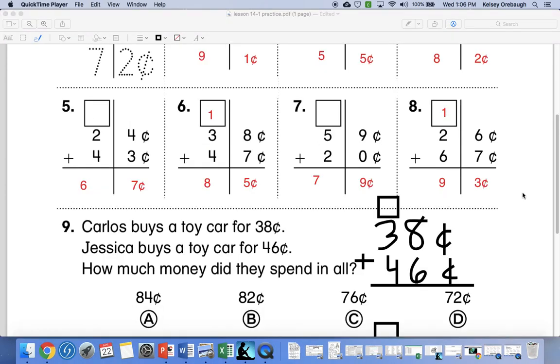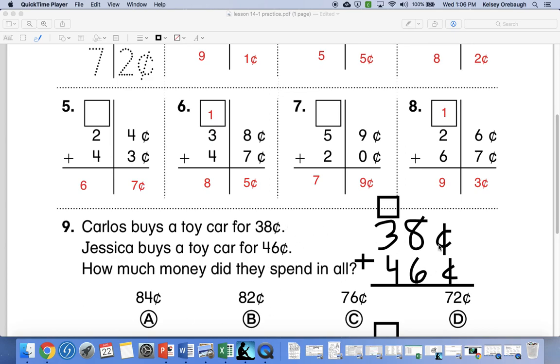All right, let's move on to number 9. Number 9 says, Carlos buys a toy car for 38 cents. Jessica buys a toy car for 46 cents. How much money did they spend in all? So the words in all in our question tell us that we are going to be adding. We have to look for those keywords. In all tells us we're adding because we want to find our whole, how much they have all together combined. So we will add Carlos's 38 cents and Jessica's 46 cents to see how much money they spent in all together.